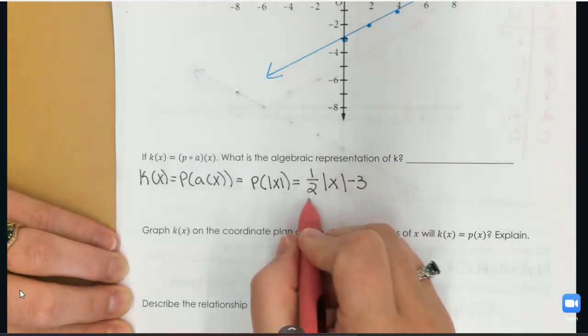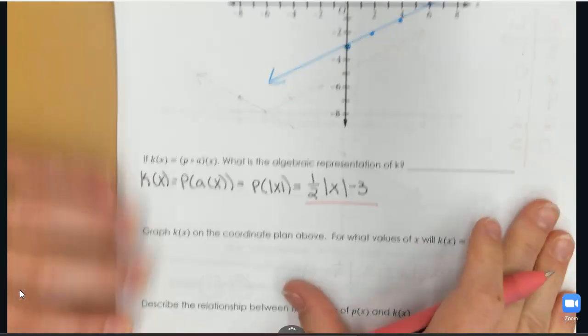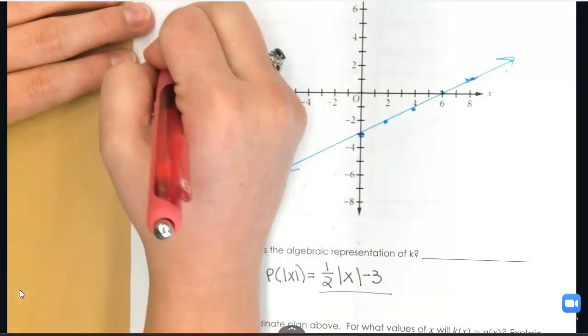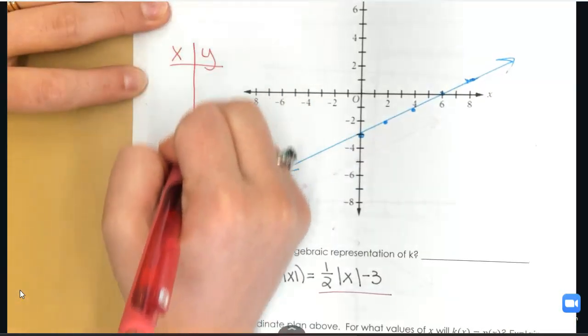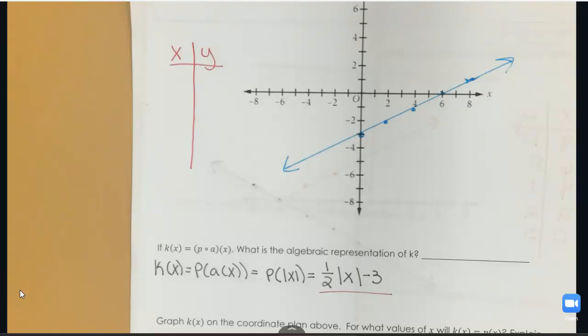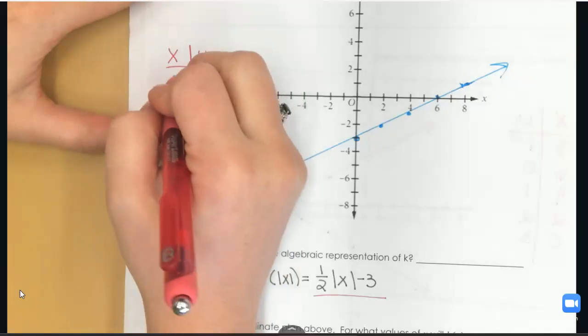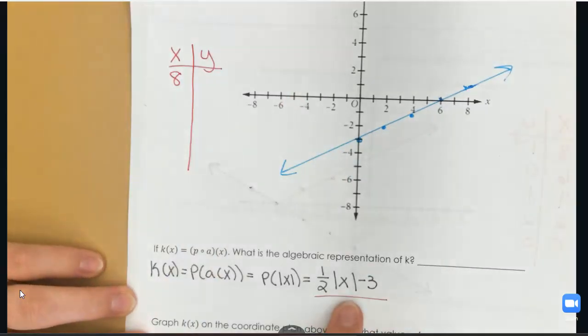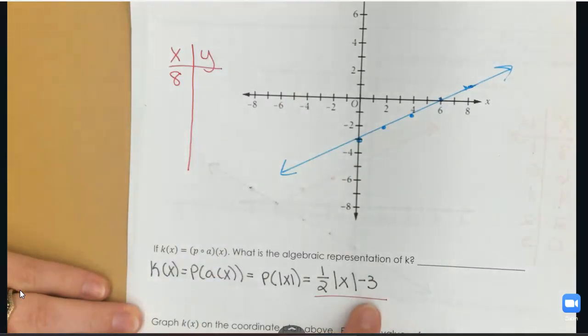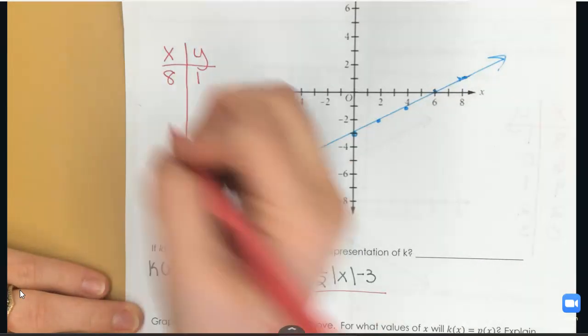This is my new function that I'm going to graph in red, and again, I'm going to make a table to help me find points on that graph so that I can connect the dots. And I'm just going to go from right to left again, starting with 8. The absolute value of 8 is 8. 8 times 1/2 is 4. 4 minus 3 is 1.